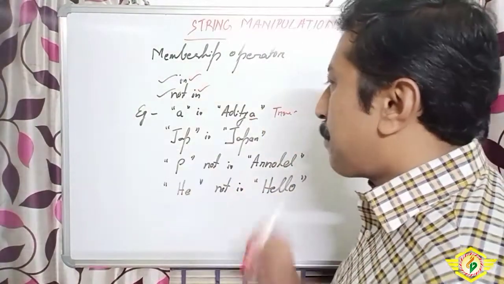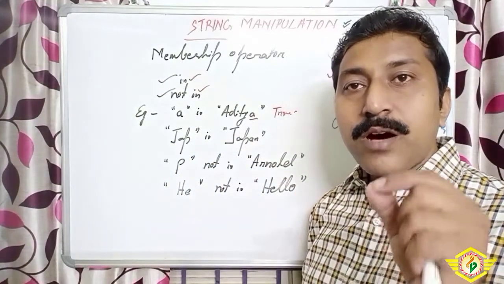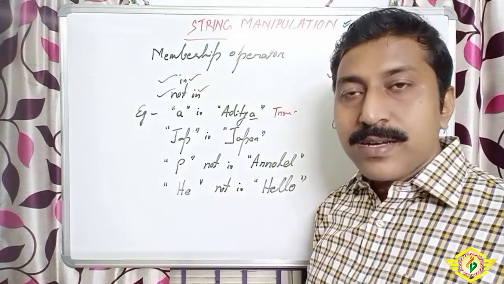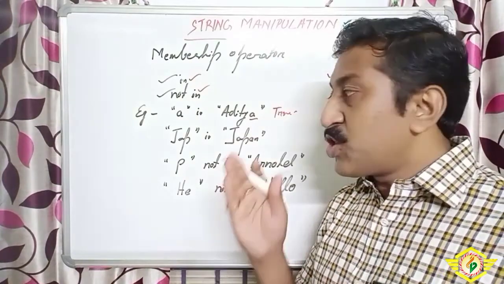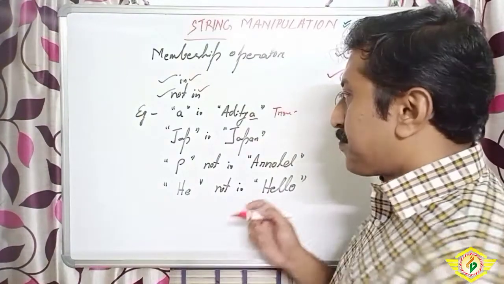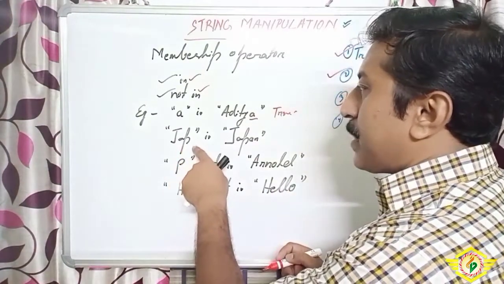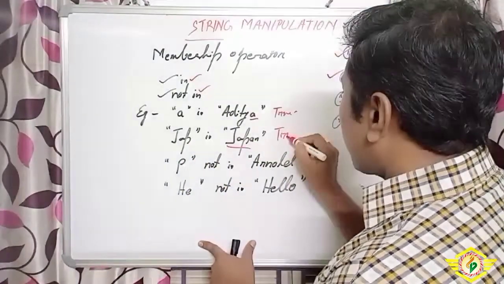Next, 'JAP'. It is case sensitive, students. Case sensitive means uppercase and lowercase are different. So it checks whether you have written an uppercase letter or a lowercase letter. Next, 'JAP' in 'JAPAN'. Now you see this is present, so the output will be true.